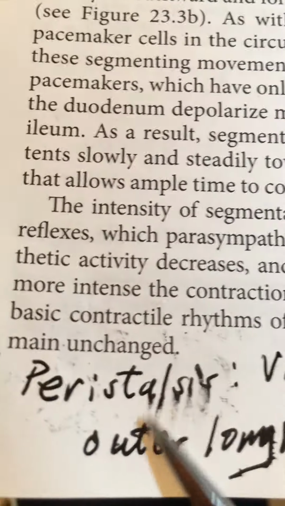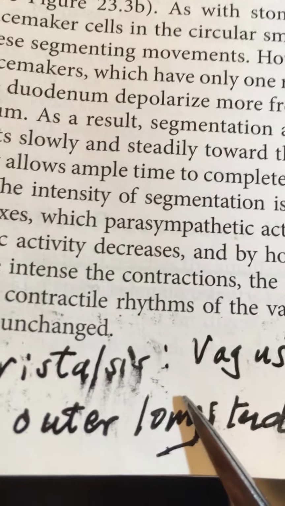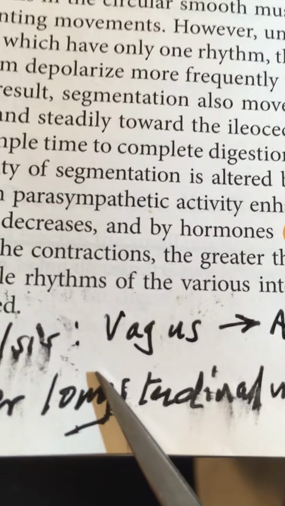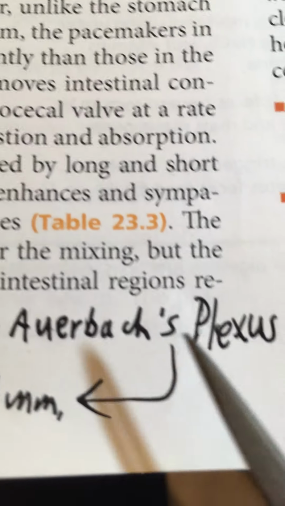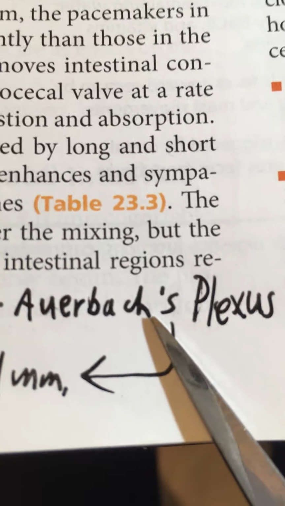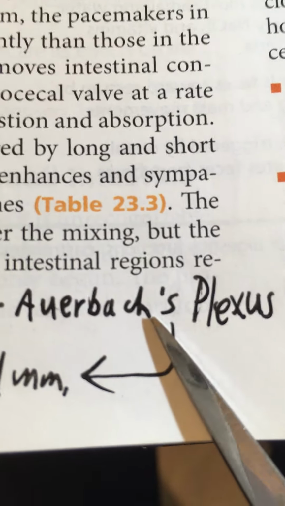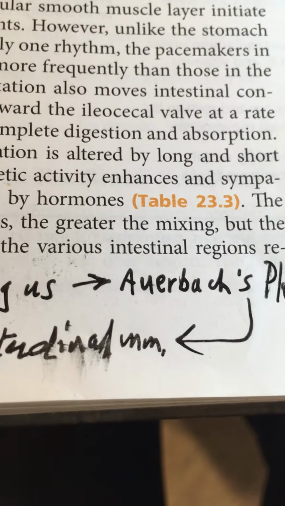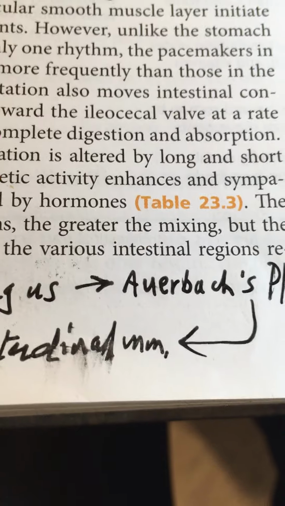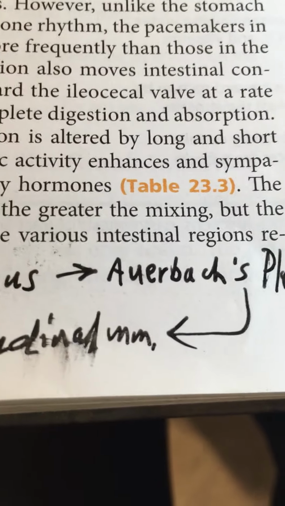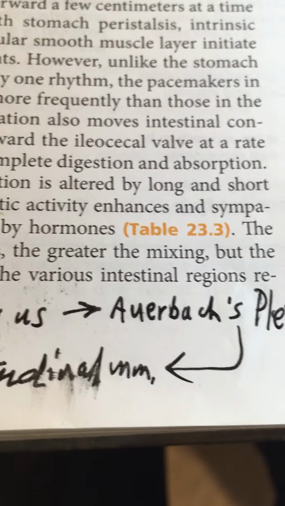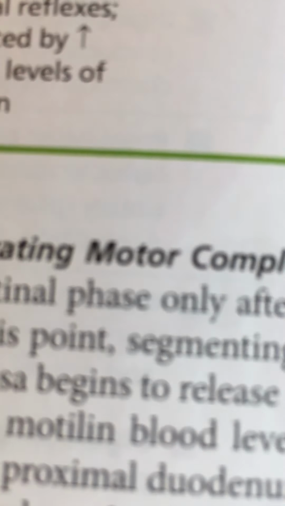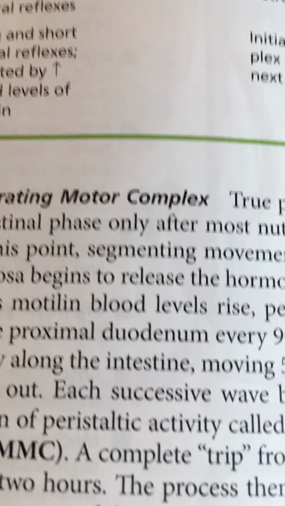Then we have the peristalsis, which is to move things forward in a distal direction. Again, the vagus in this case is acting on Auerbach's plexus. Auerbach's plexus operates the outer longitudinal muscular layer, and it's basically proceeding in a wave-like type of contraction that guides things further along. Notice here that there is something called a migrating motor complex.